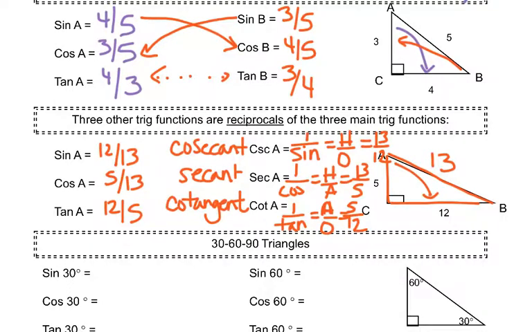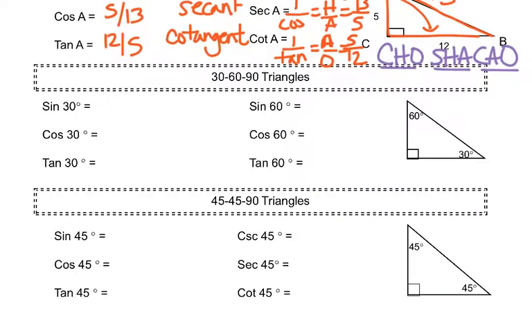So how are we going to remember that? Well, you could always do the less popular SOH CAH TOA, cosecant, secant, cotangent. Not quite as cool as SOH CAH TOA, but it works, right?